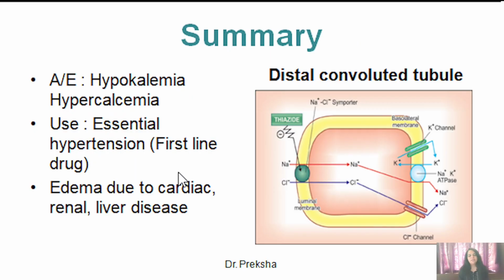So to summarize about the thiazide, thiazides mainly act in the distal convoluted tubule by inhibiting the sodium chloride symporter. This ultimately will result in hypokalemia and hypercalcemia. These are its major side effects. It can be used as a first line drug for essential hypertension. It can be used in the edema due to cardiac, renal, or liver disease as it produces moderate diuresis. So, this was about the thiazide diuretics.